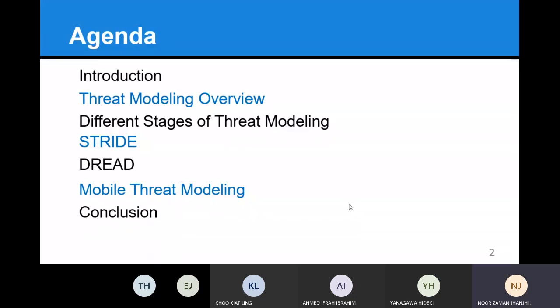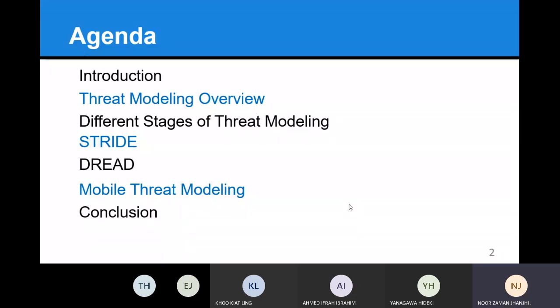Then we will discuss mobile threat modeling, because threat modeling could be for anything: web, computer-based systems, mobile apps or any mobile-based system. It can be implemented for any kind of application in any domain, to find weaknesses and improve security issues. Then the final part is the conclusion.